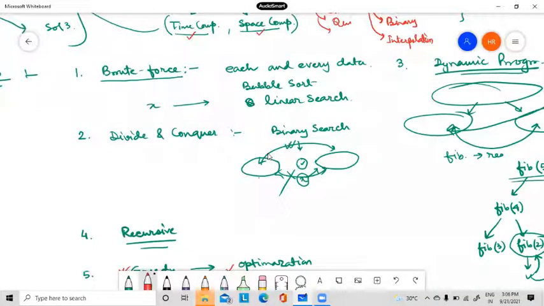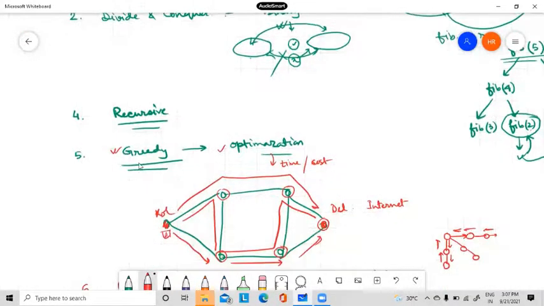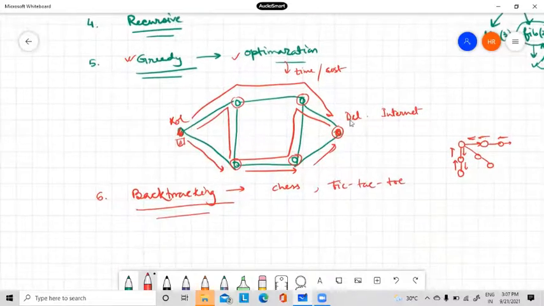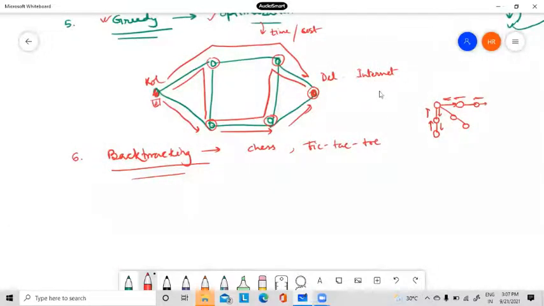The basic difference is that in divide and conquer, the sub-problems have no dependency, but in dynamic programming, the sub-problems have some dependency. They use some past value to solve the problem. There is obviously some recursive solution. Then one interesting type of algorithm is the greedy algorithm, which is basically used to solve optimization problems. And finally the backtracking algorithm, which is used in problems like chessboard games or tic-tac-toe.